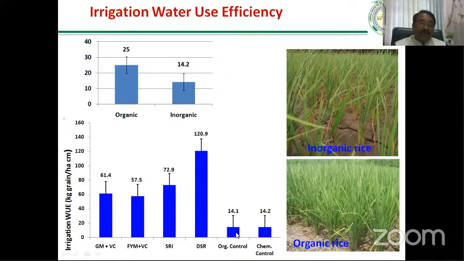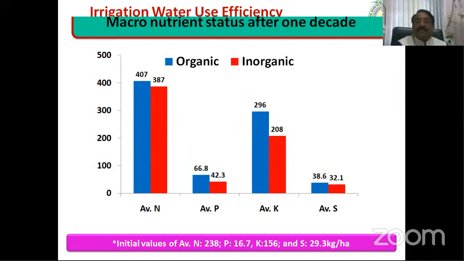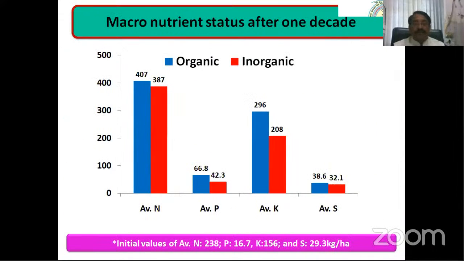So that's why water holding capacity is more, and due to more water holding capacity, irrigation water productivity and water use efficiency are high. Then the macronutrient and micronutrient availability will slowly increase if we are using the organic production system, keeping in mind the fortification of the compost and the CN ratio of the compost.